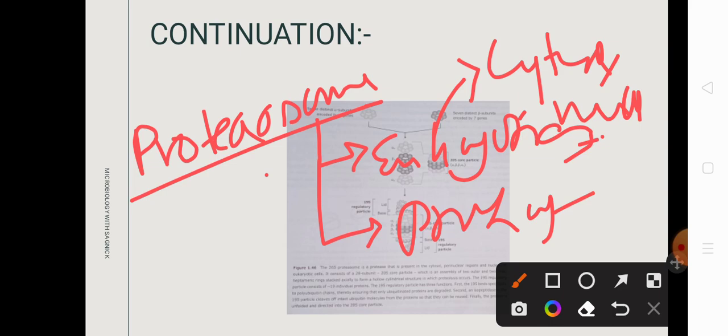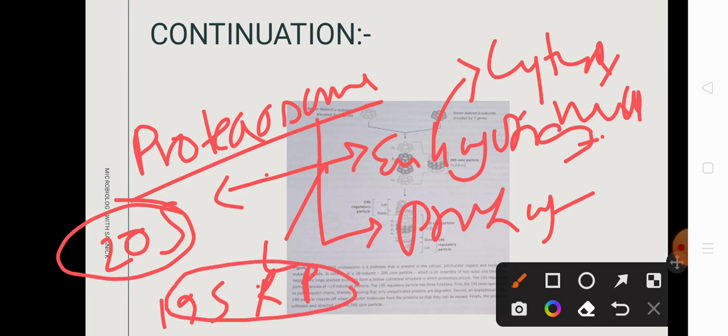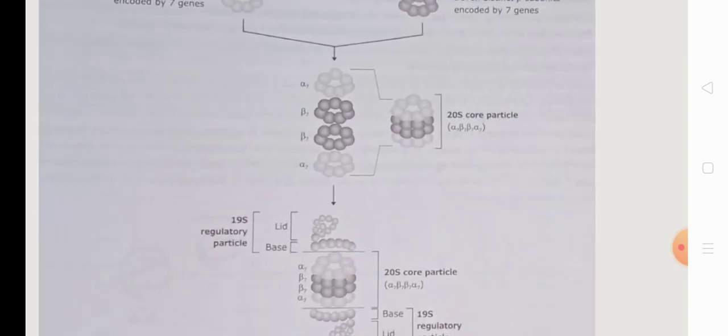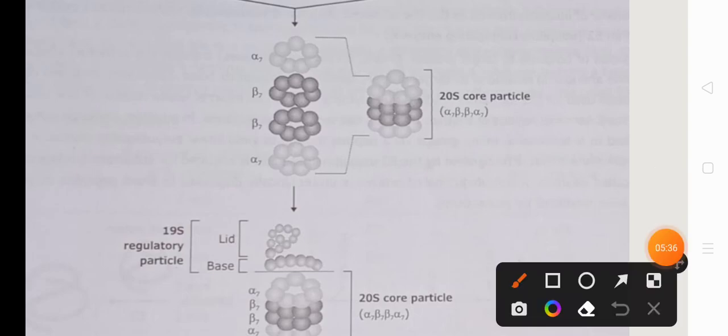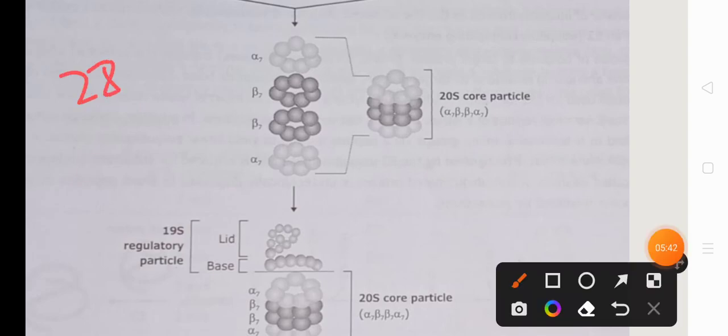In eukaryotes, these proteasomes are divided into two groups. One is the 20S core particle, another is the 19S regulatory particle. The 20S core particle is single, and the 19S regulatory particle may be 1 or 2 in number. Now if you focus on this picture, this thing is the 20S core particle. This 20S core particle consists of a total of 28 subunits.